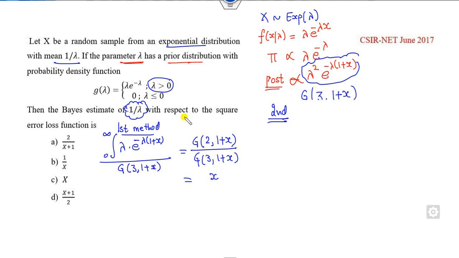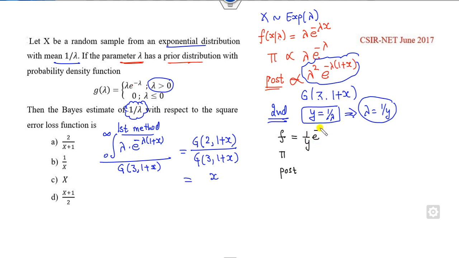That's quite easy, because I can simply take y is equal to 1 over lambda, fine. So can I find the value of lambda from here? It's 1 over y. So I can express the given function, prior and posterior, in terms of y. Firstly, this will be my 1 over y e raised to power minus x over y, fine. Prior will be 1 over y e raised to power minus 1 over y. Posterior will be 1 over y square e raised to power minus lambda, which is 1 over y of 1 plus x.